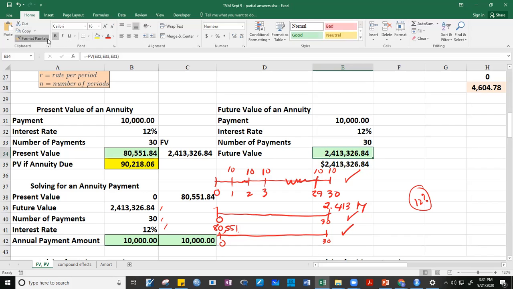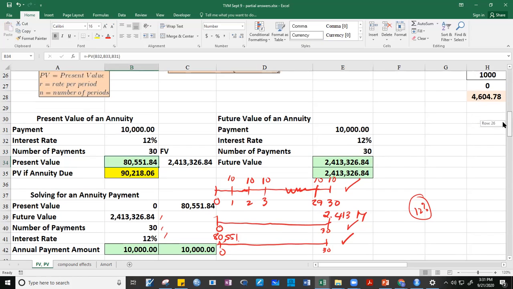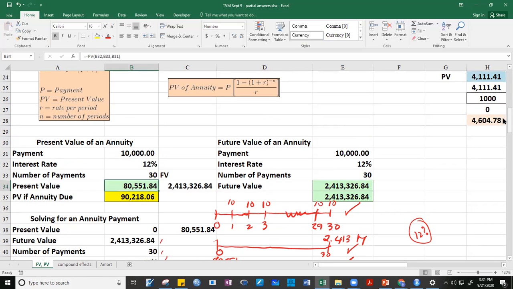Alright, pareho lang, no? Pareho lang siya. Whether we use the annuity cash flows or yung equivalent na 80,000 ngayon, magkano siya after 30 years at 12%. So they're the same. So ang tawag sa kanila mga equivalent cash flows. Okay, so just to make sure.